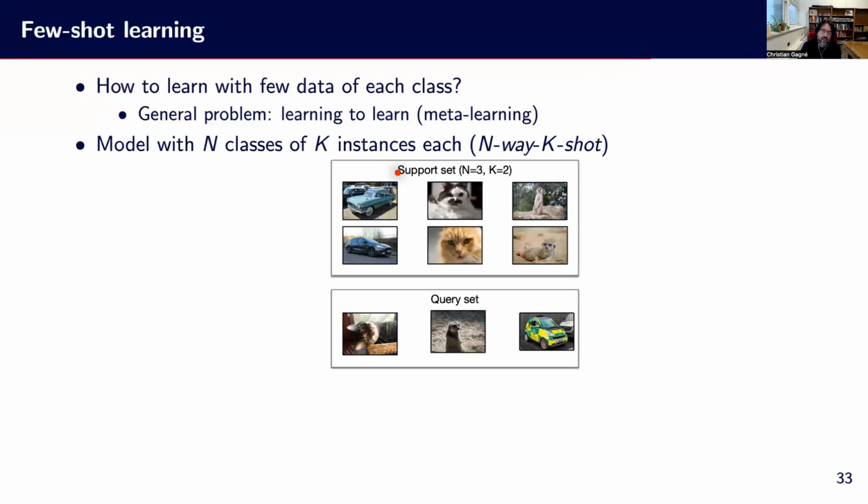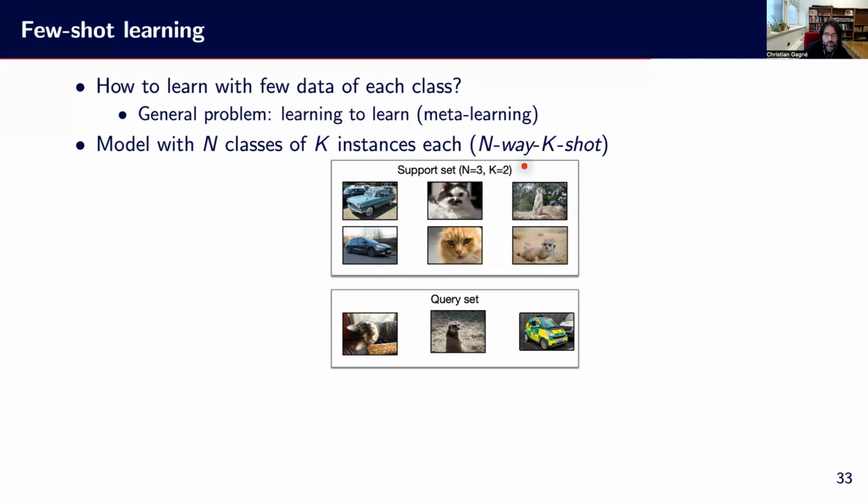It has been formalized as a kind of game, a way of doing it, with n-way k-shot models. Basically, we learn something at first, and from it we are able to process a problem where we face n classes, and in each class we have k instances. An example is n equal to 3, so 3 classes: cars, cats, and meerkats. And then we have 2 samples, 2 instances per class in our support set.